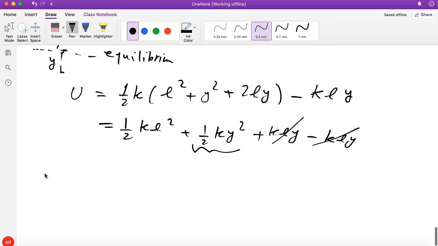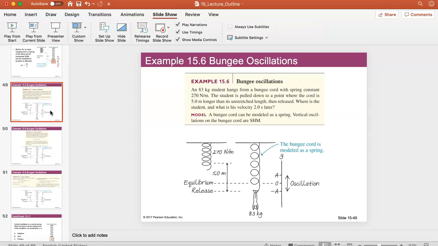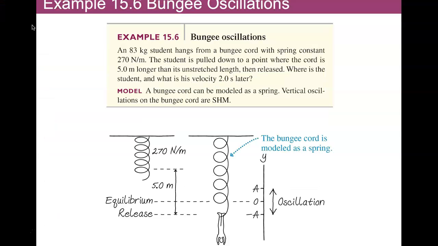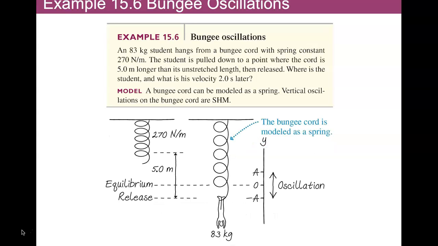Okay, so I think now is a good time to try to go through an example right here. Let's read through this together. I made a quick edit, I guess that 83 kg was not showing. So you have this student who's hanging from a bungee cord, and the spring constant is 270 newtons per meter, right? So that's the student, that's the cord.